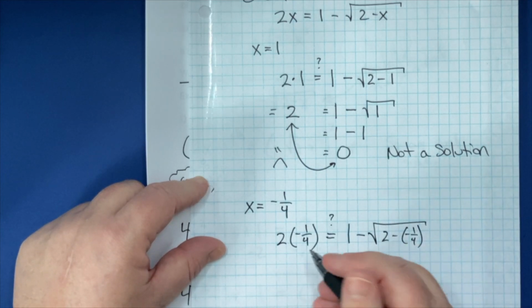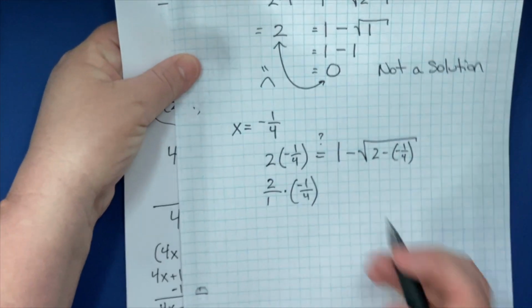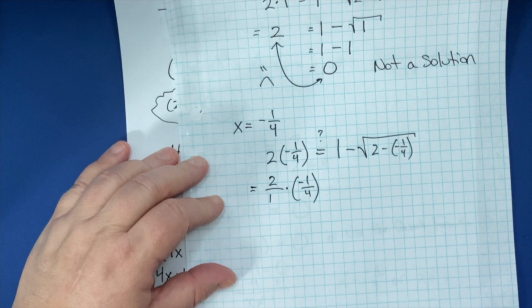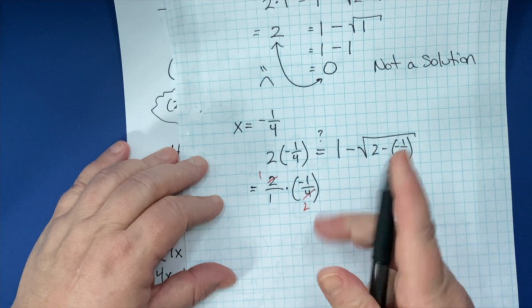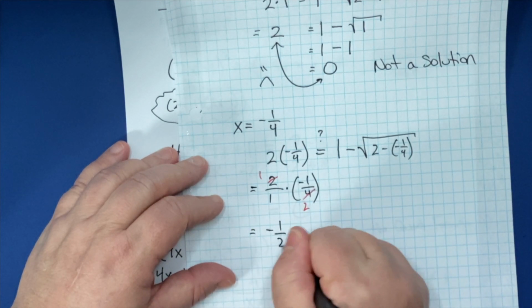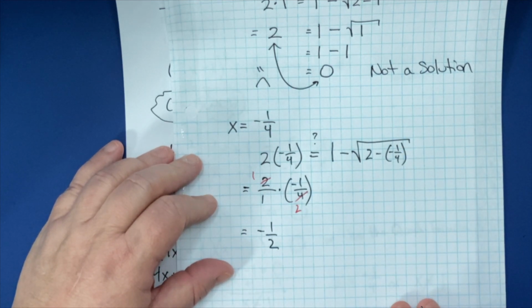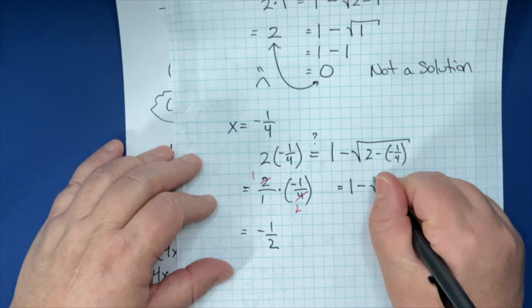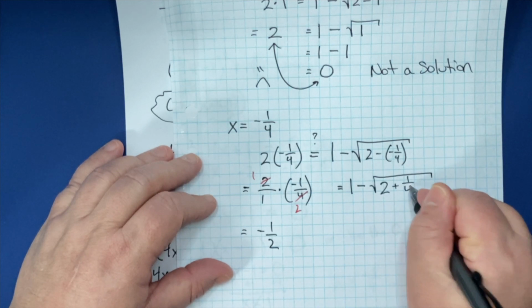Okay, over on the left-hand side, I've got 2 over 1 times negative 1/4. So this is going to be equal to, where's my red pen of destiny? Cancel the 4, cancel the 2. I get negative 1/2 on the left-hand side. Okay, again, this is looking hopeless, and I could totally understand giving up right now, but let's not. Minus the negative 1/4 is 2 plus 1/4.